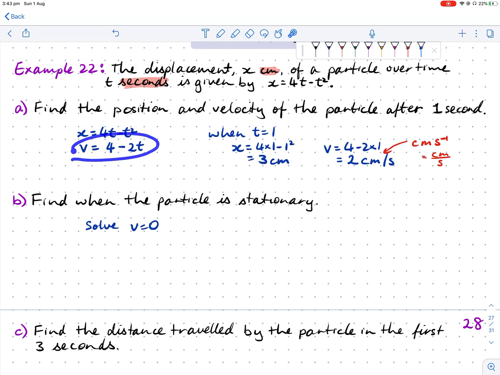So if we substitute that into that equation there, then 4 minus 2t equals 0. Negative 2t is negative 4. Divide both sides by negative 2. t is equal to 2. So after 2 seconds, this particle is going to stop moving. And then it's going to do something afterwards.